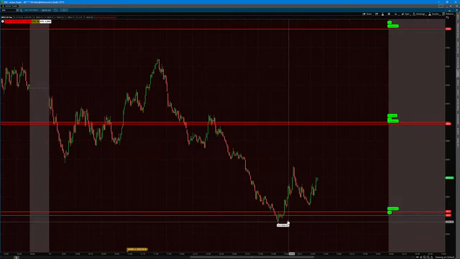All right, so it looks like that 3850 level around there so far has acted as support.